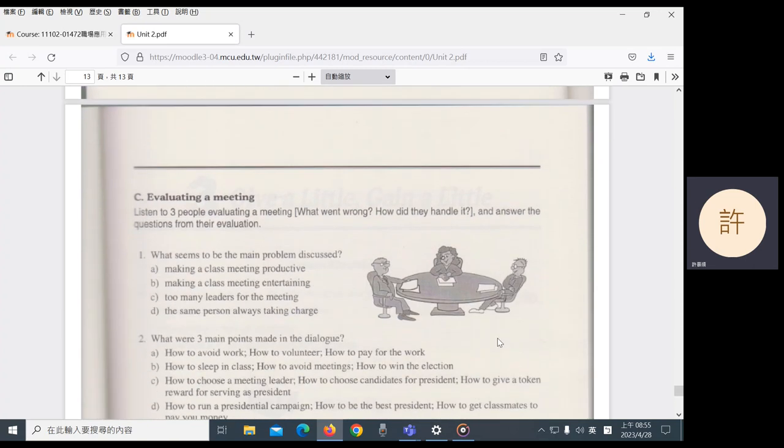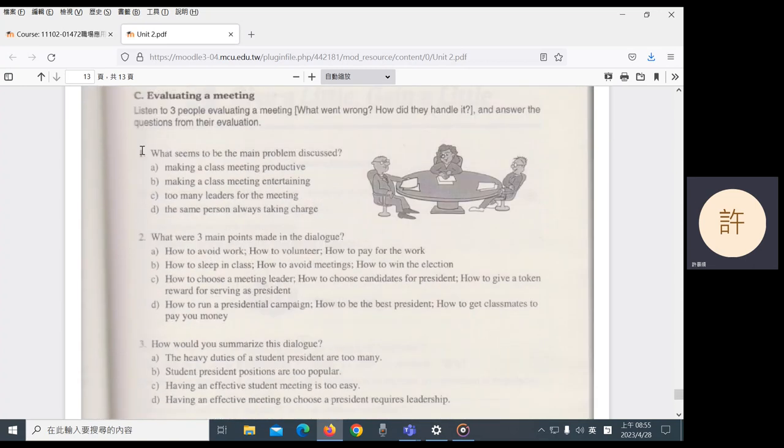Okay, let's look at the last listening part. Three people evaluating a meeting. What went wrong? How did they handle it? 所以这是开会后事后检讨. One, what seems to be the main problem discussed? A, making a class meeting productive. 有成果. B, making a class meeting entertaining, 有趣. C, too many leaders for the meeting. D, the same person always taking charge. 总是同一个人带头.